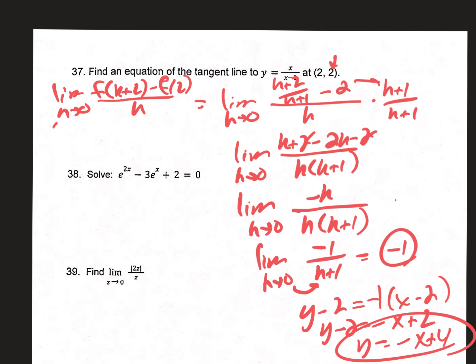All right, and then 38. 38, just a matter of factoring that thing. So e to the 2x, I'm going to break that down with e to the x and e to the x. And the reason that works is because when you multiply, you add exponents, and x plus x is 2x. All right, so that works great. Factors of 2 that give you negative 3, or negative 1 and negative 2. So I get e to the x is 2, and also e to the x is 1.